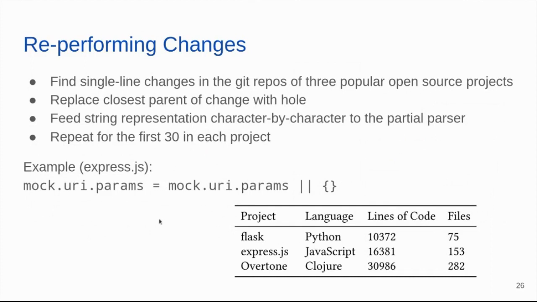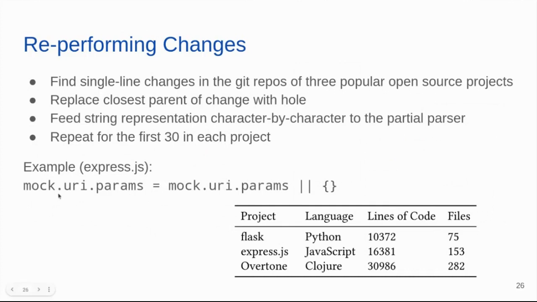Once we found these changes in the diffs of the most recent commits of these projects, we found the closest parent in the AST that contained the entire change, changed that node as a whole, and then literally, character by character, retyped the AST node as it was. If this then results in the same AST as before we did the change, our partial parser behaved correctly in that instance. And we did this for the first 30 single line changes that we found in each project, so totaling up to 90 changes.